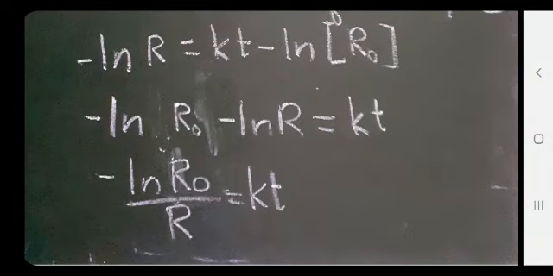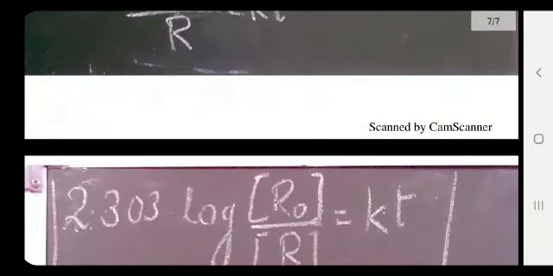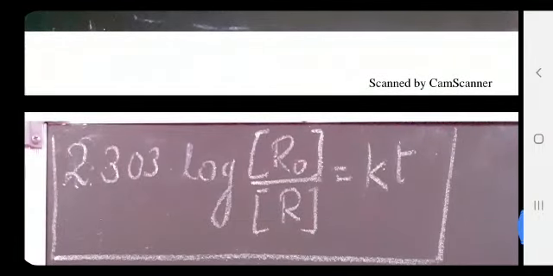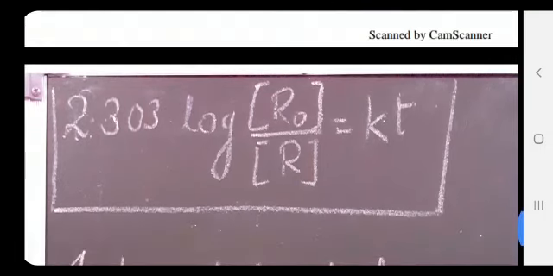Here we can also change it to the common log by taking it as 2.303 log of the concentration of R naught upon R is equal to kt. This is the expression for the first order reaction, and with the help of this one we can also have many numericals, and sometimes the derivation will also be asked in your exam.